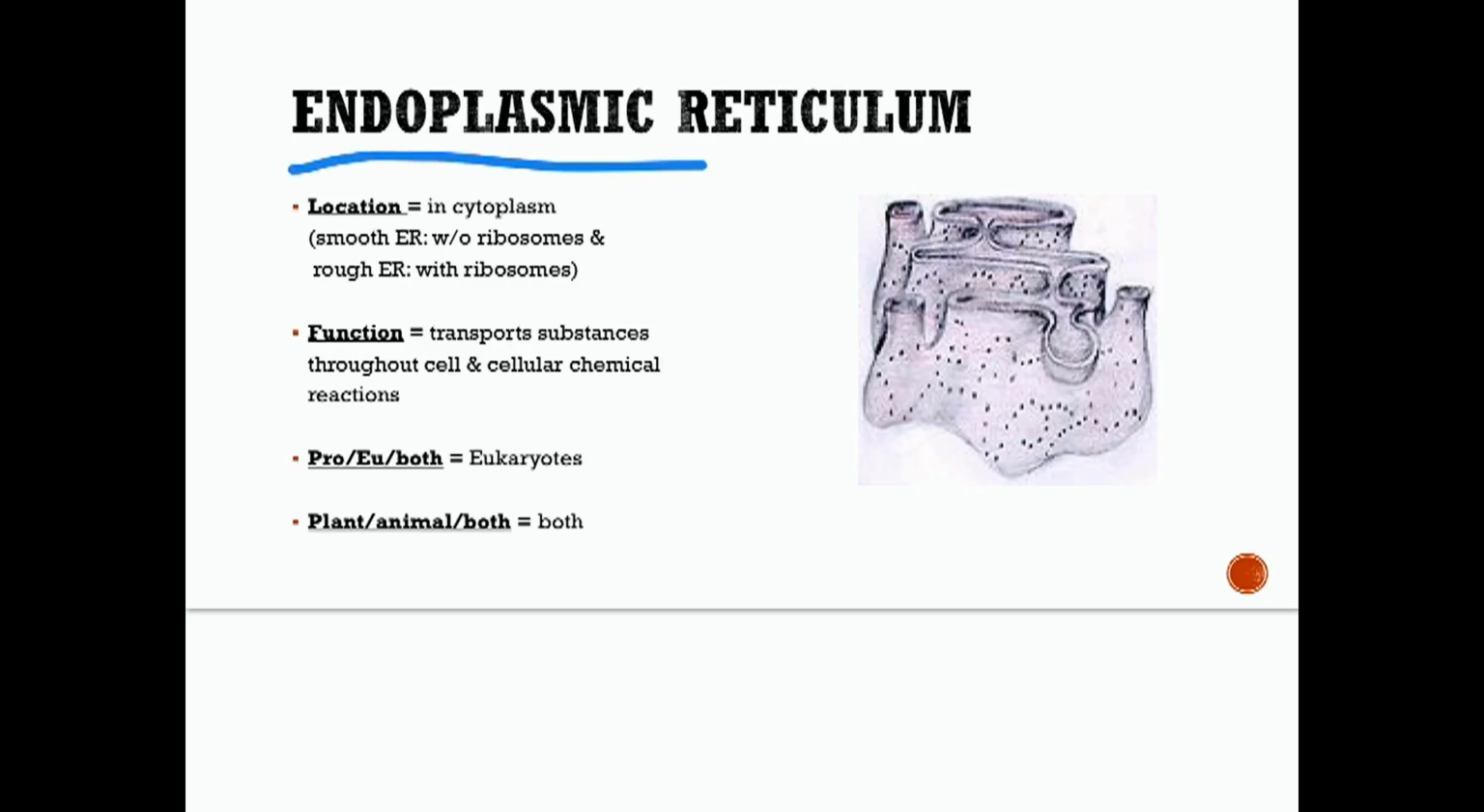The endoplasmic reticulum, or a lot of times abbreviated as the ER. Its location is in the cytoplasm. There's a smooth ER without ribosomes on it, and something called a rough ER with ribosomes. And these little dots here in the picture would be the ribosomes. So that would be a picture of rough ER.